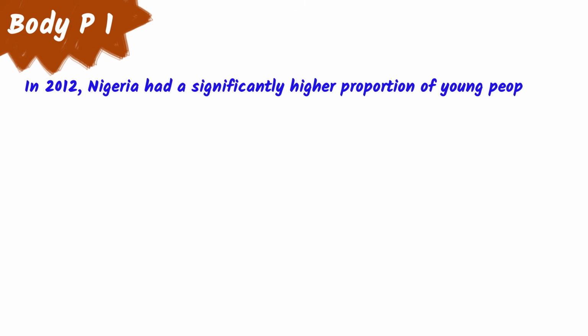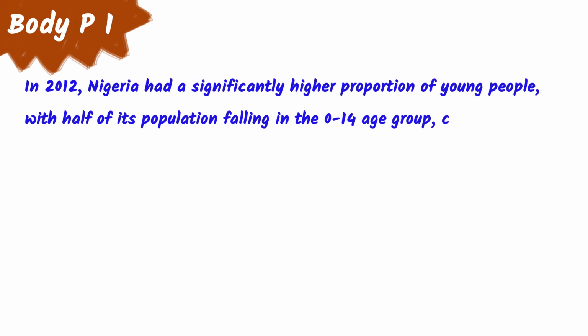So in 2012, Nigeria had a significantly higher proportion of young people, with half of its population falling in the 0 to 14 age group, compared to only 16% for Greece. So when you compare two countries, you can write this. And remember to use a comma before compared to. Compared to only 16% for Greece.